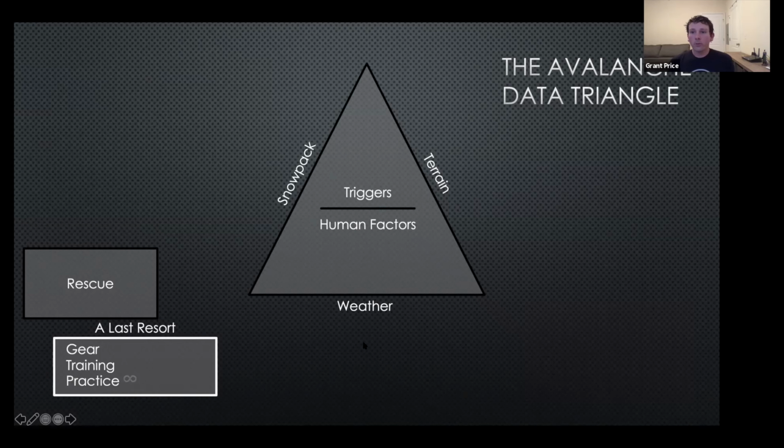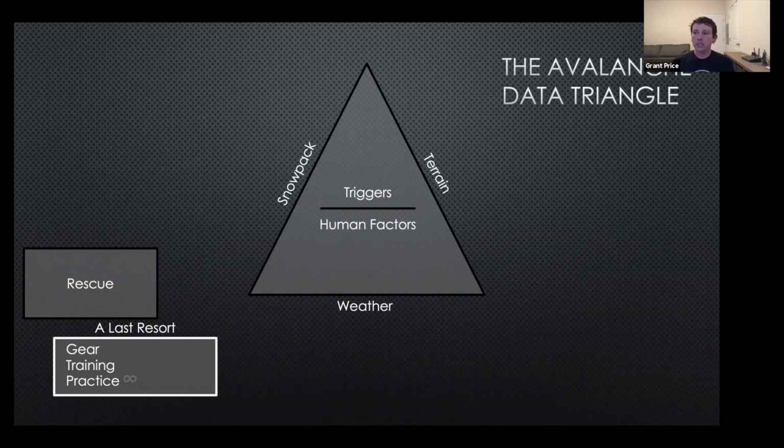So lastly, rescue. The reality is that if you're fully buried, the odds of surviving are not good. The statistics are around a 50% chance. So with that, your best defense is a good offense. Try to avoid being in an avalanche in the first place. If you are in one though, you want to have the rescue skills dialed. So you need to get gear, you need to learn how to use it, and then practice it.